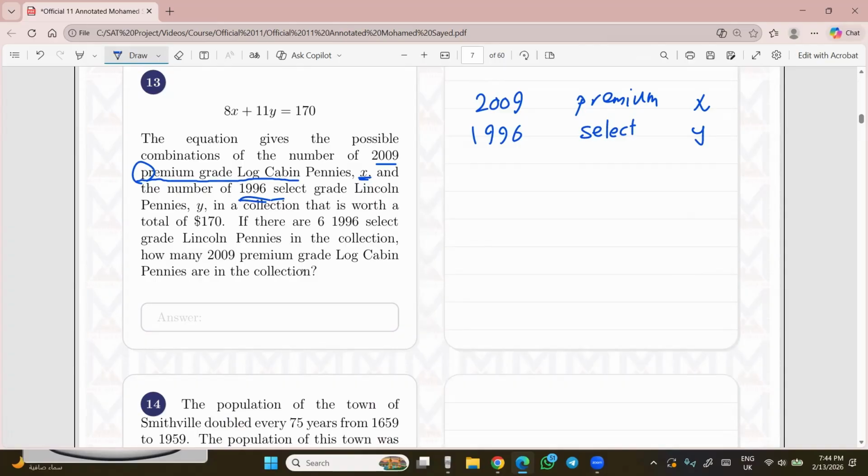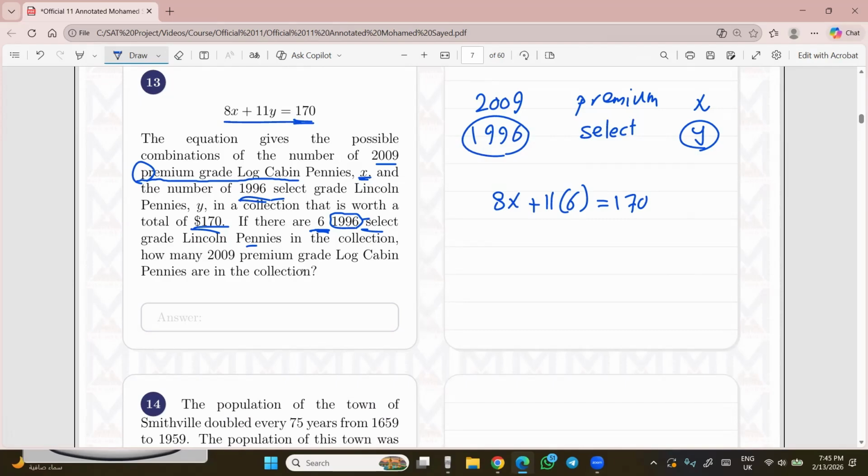Then in a collection that is worth a total of 170, the total is equal to 170, as you can see. And if there are 6 select, this is an adjective that gives some information about the pennies here. But we are talking about the number 6 for this, which is Y. So the value of Y now is equal to 6. So we can replace Y by 6 in this equation and write 8x plus 11 times 6 equals 170.